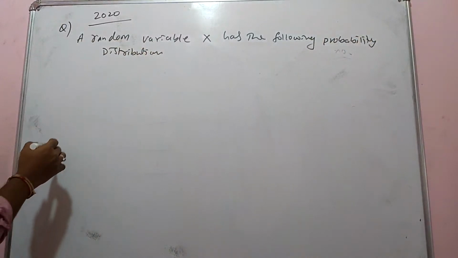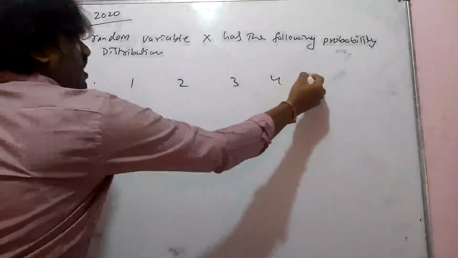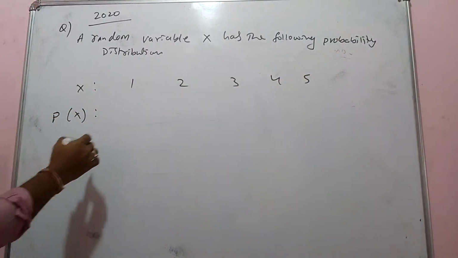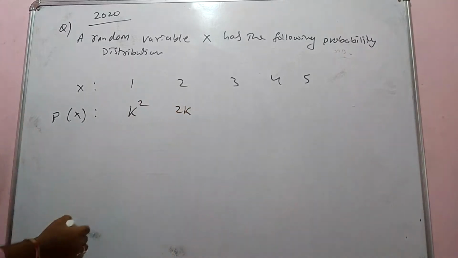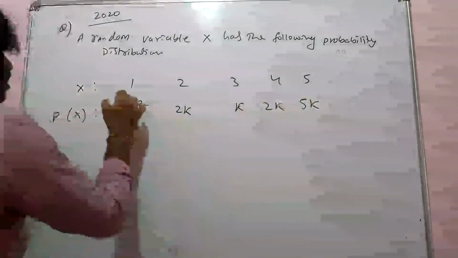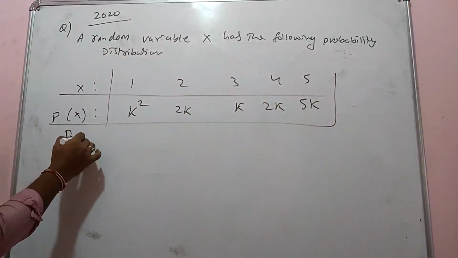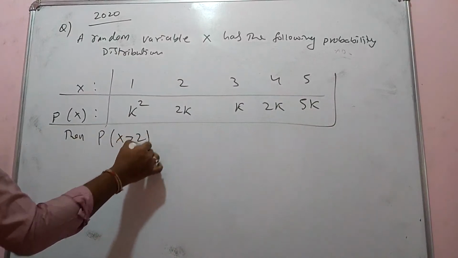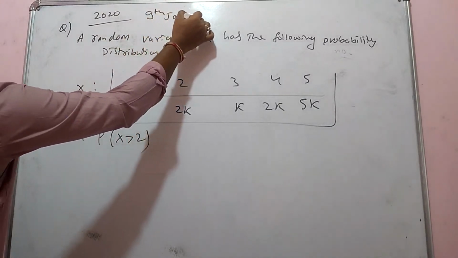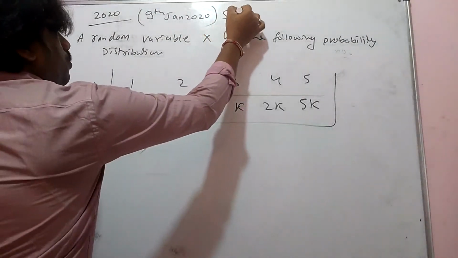They said that x is given as 1, 2, 3, 4, 5. P of x they gave as k square, 2k, k, 2k, 5k. They're asking to find P of x greater than 2. This question was asked on 9th January 2020, shift 2.